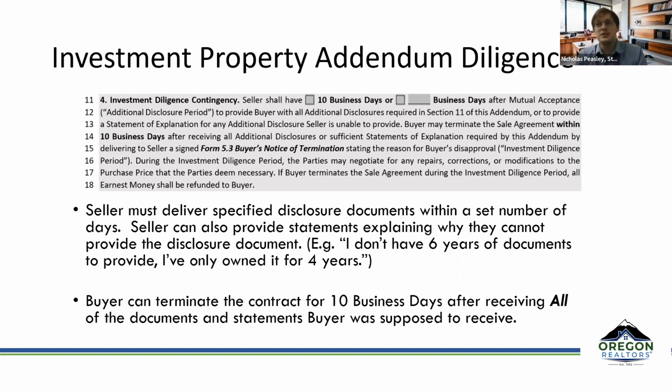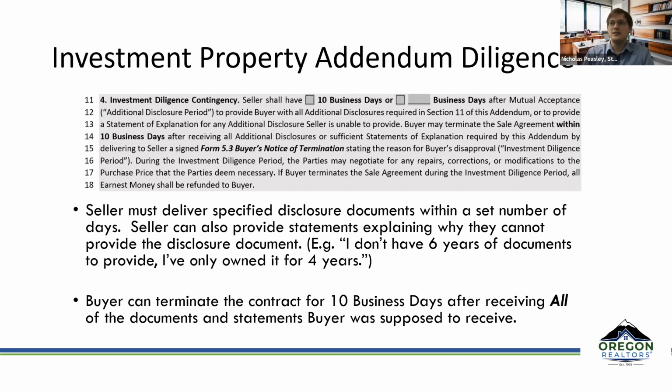The statements of explanation, for example, there's one that says, you need to provide 6 years of tax documents. The seller can say, in writing, I don't have 6 years of tax documents. I've only owned the building for 4 years. That statement of explanation, if it is sufficient, that's fine. The buyer is not trying to squeeze blood from a stone right now, so we're not super concerned when your statement of explanation is a reasonable one. If your statement of explanation is, I don't want to give it to you, that's usually not seen as sufficient.